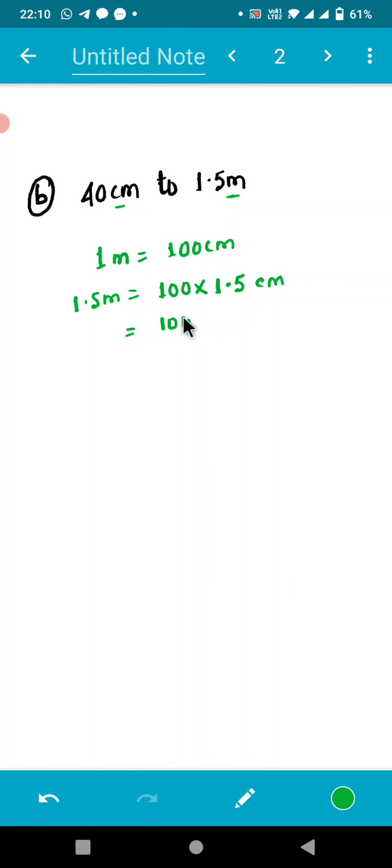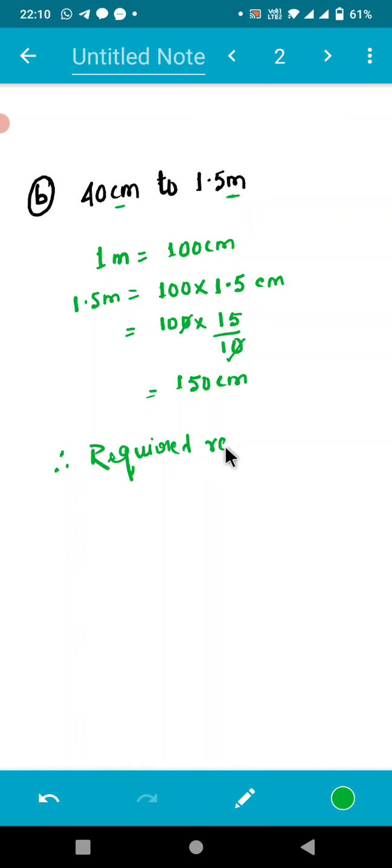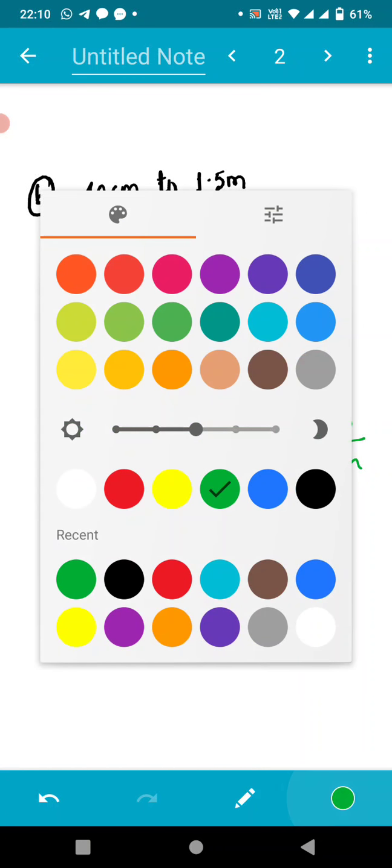So now let's solve this. 1.5 can be written as 15 by 10. Now let us reduce these 2 zeros. So it would be 150 centimeter. Now let us find out the required ratio. So therefore, the required ratio would be equal to, what is the first term written? 40 centimeter by, now 1.5 meter means what? 150 centimeter.